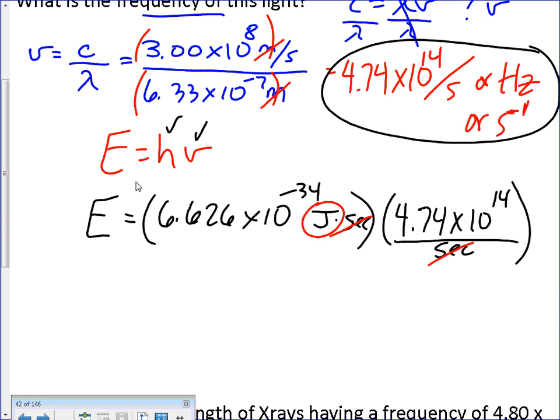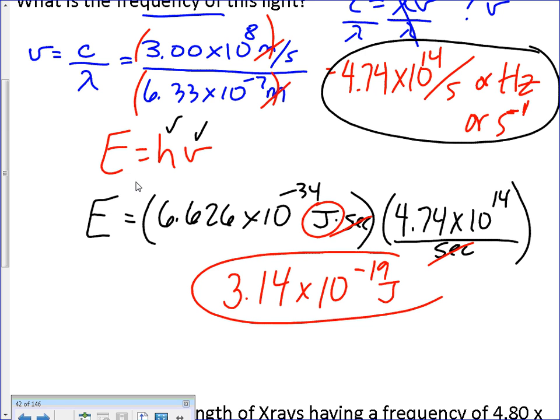So this number times 10 to the negative 34th times this number times 10 to the 14th, so like 3 point something times 10 to the negative 30. Oh, I don't have this. You guys have to tell me. What did you get? 3.14 times 10 to the negative 19. Oh, I was really off. Okay. Joules. There you go. And that's energy.